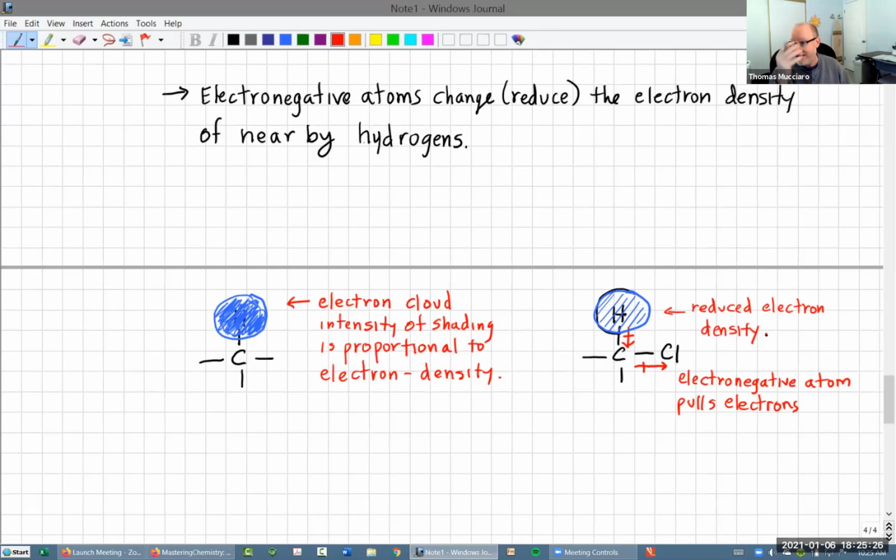Just like, how intense is that cloud? It's like a gas or something like that, or like fog, right? If the fog is really thick, you can't see through it. That's dense fog. If the fog is really thin, so it's sort of transparent, translucent, you can see through it. That's not very dense. Same kind of thing with electrons.